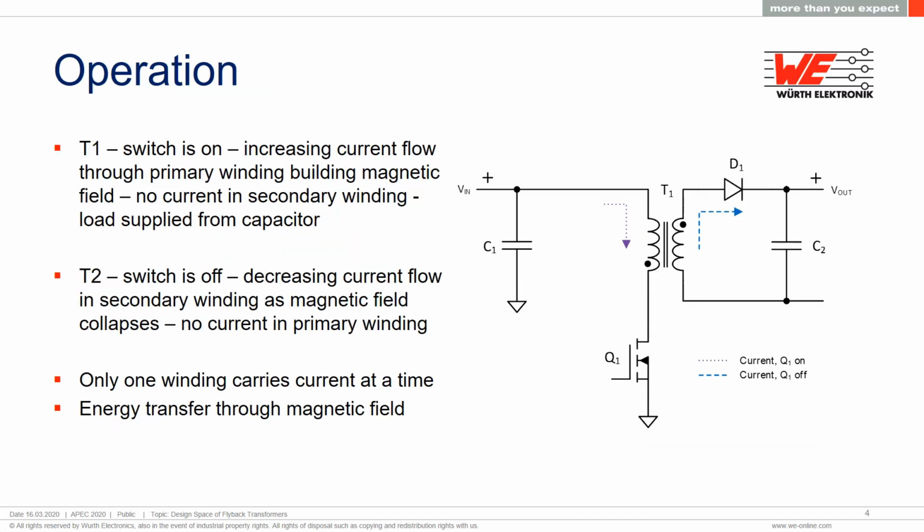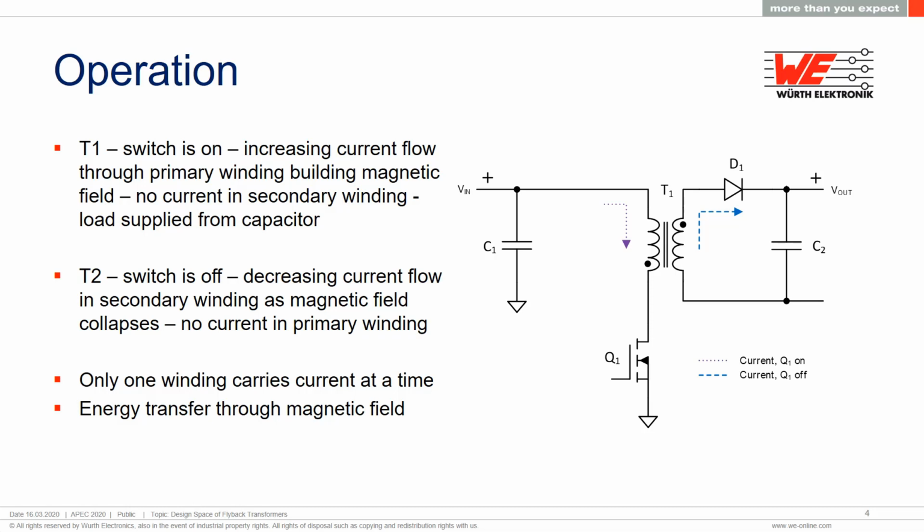The basic operation of a flyback is the same for all topologies. In the first period, when the switch is on, the current ramps up through the primary winding, building up a magnetic field. There's no current flowing in the secondary winding, and the load is supplied entirely from the capacitor. In the second portion of the cycle, when the switch is off, the collapsing magnetic field reverses the voltages. This allows the diode on the secondary to conduct, supplying current to the capacitor and load. There's no current flowing in the primary winding.